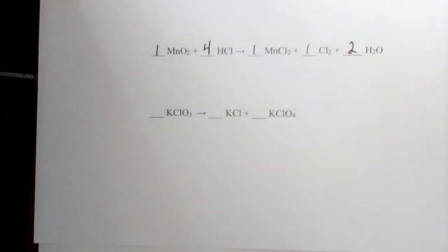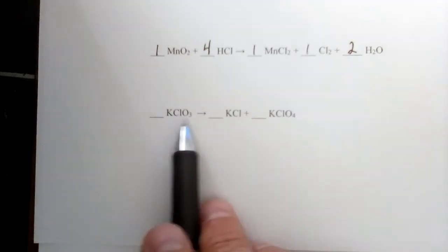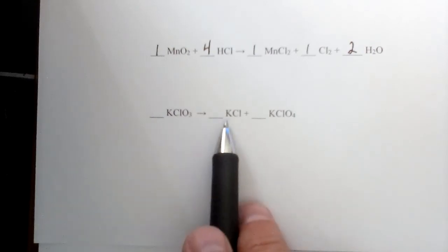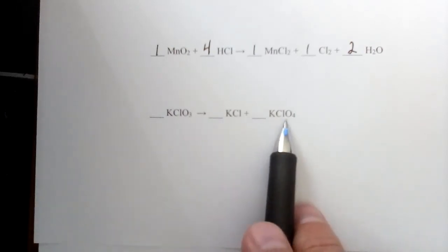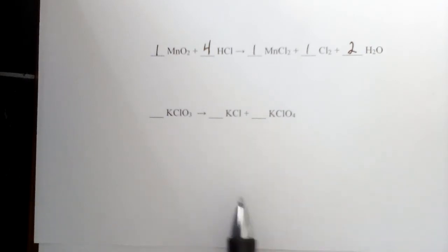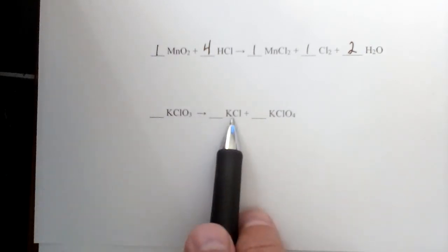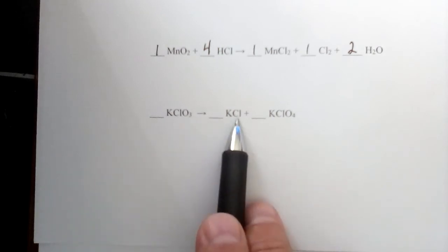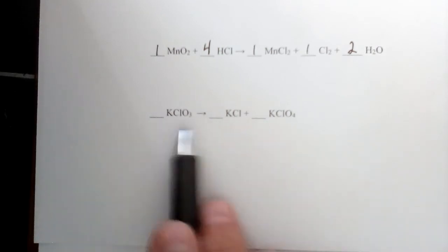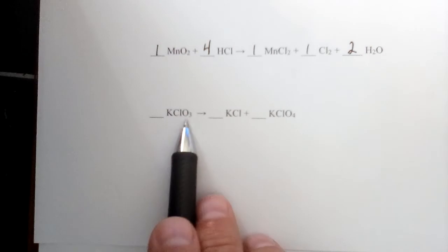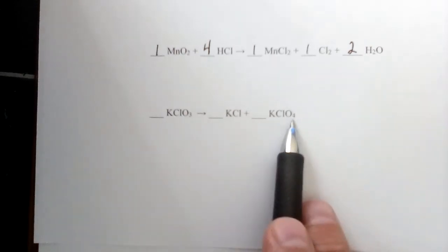Now, looking at the third one here, KClO3, so that's potassium chlorate, makes potassium chloride and potassium perchlorate over here, 4 oxygens. So potassium starts out okay and chlorine starts out okay. The difference here certainly is going to be the oxygens. 3 on this side, 4 on this side.